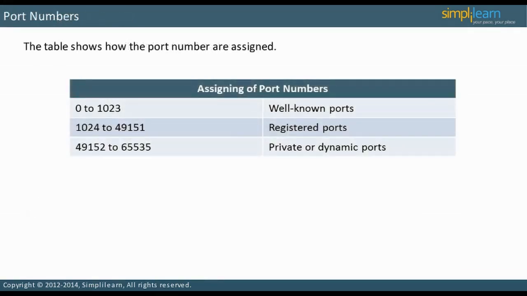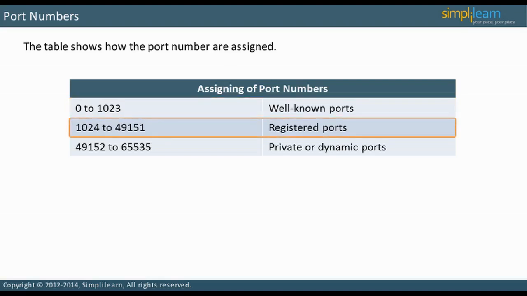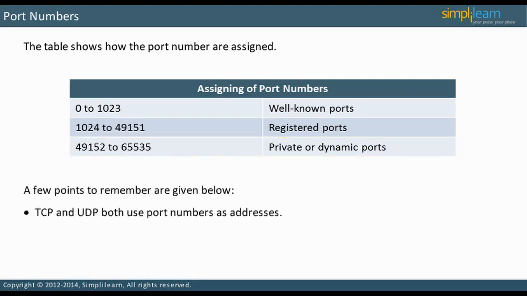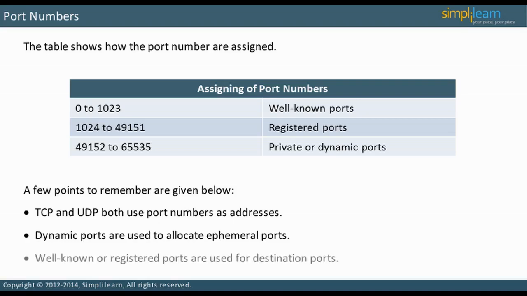The table on the slide shows how the port numbers are assigned. Port numbers are assigned as follows. 0 to 1023 are well-known ports. 1024 to 49151 are registered ports, and 49152 to 65535 contain private or dynamic ports. Both TCP and UDP use port numbers as addresses. Dynamic ports are used to allocate ephemeral ports. These are used as the source ports for Layer 4 communication.